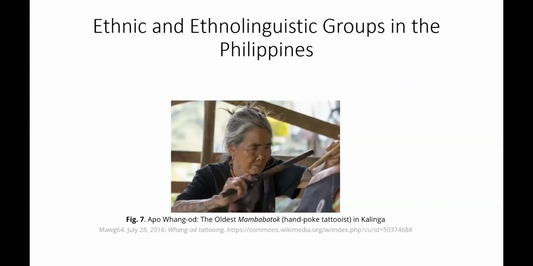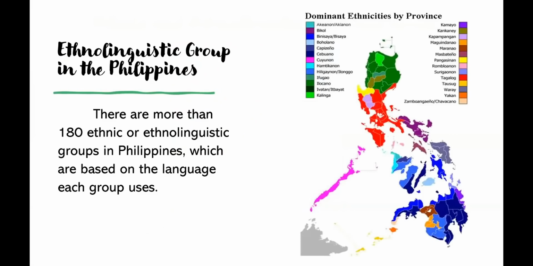Next, let's proceed to ethnic and ethnolinguistic groups in the Philippines. Now, there are more than 100 ethnic or ethnolinguistic groups in the Philippines, which are based on the language each group uses. So imagine in our country we have 100 ethnic or ethnolinguistic groups. Meaning to say, we have different languages that we use.